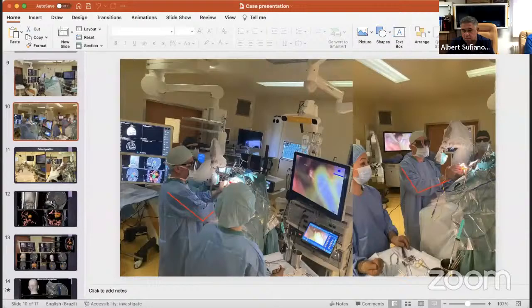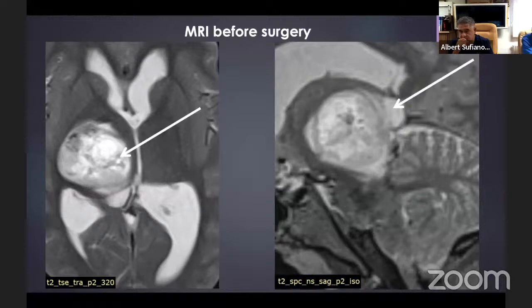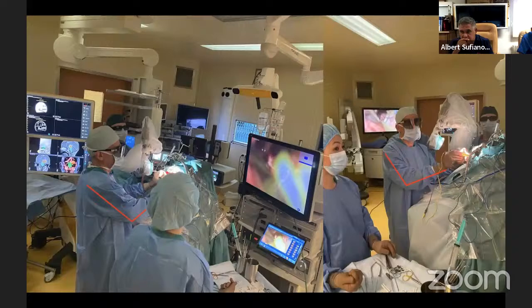Look here. This is a case that I can show very fast. This was a young boy with a thalamic lesion. We put him in sitting position. Look how comfortable I am in surgery. It's different when you use the microscope, where you have your hands like this, long, and you cannot see well. In a long surgery, it's difficult to manage and you'll be tired.